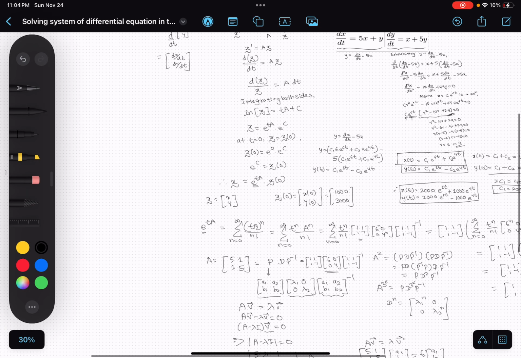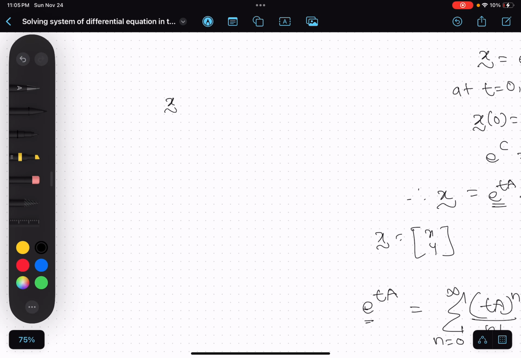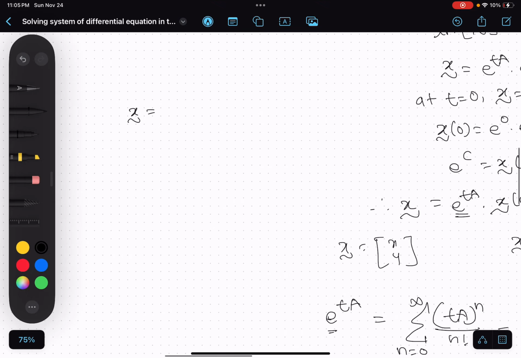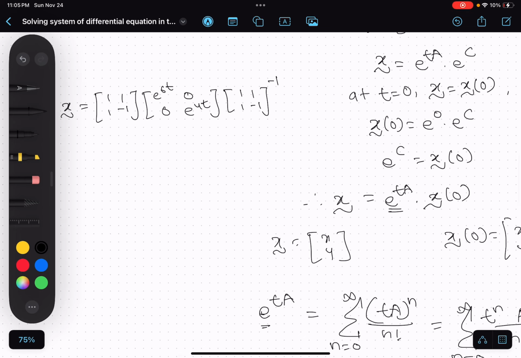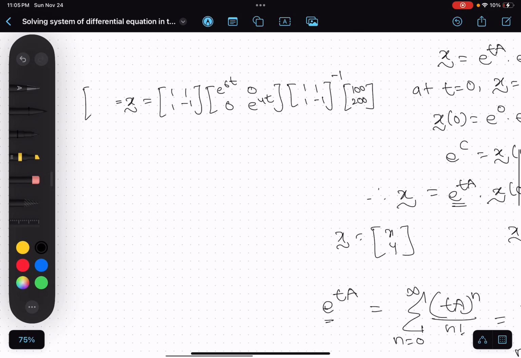Now we know that my solution x tilde is just e to the power this thing, which I just found out: [[1, 1], [1, -1]] times [[e^{6t}, 0], [0, e^{4t}]] and then [[1, 1], [1, -1]] inverse. And now my x tilde at 0 is just (100, 200), right? So this is my solution. And x tilde, I guess you know, is just (x of t, y of t), right? Okay, now let me first go find the inverse over there.